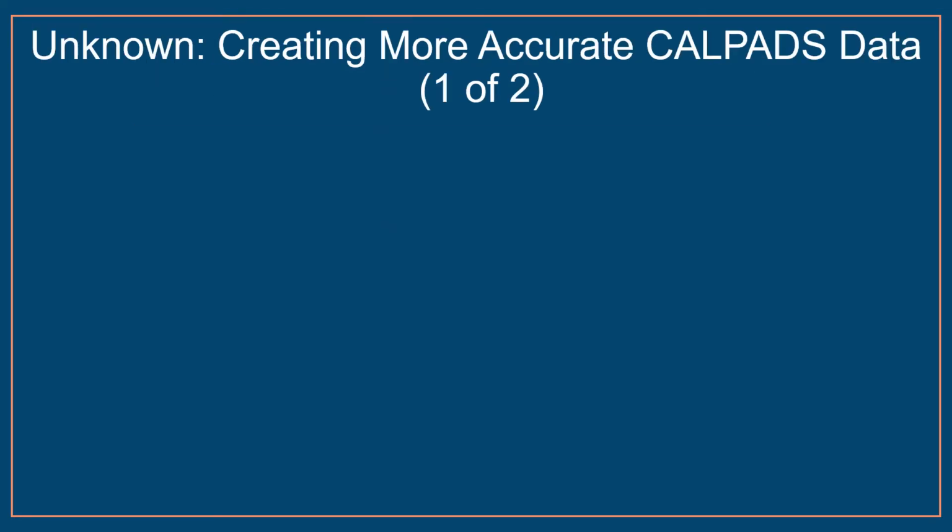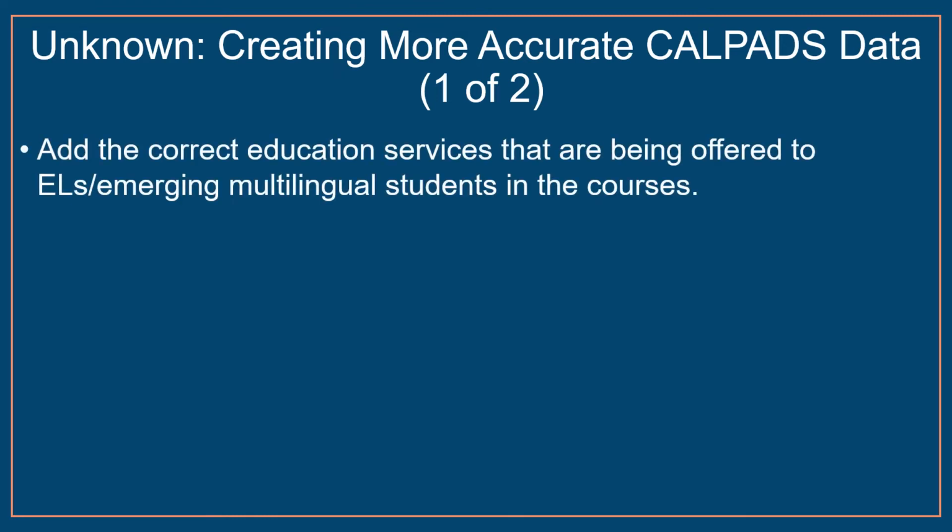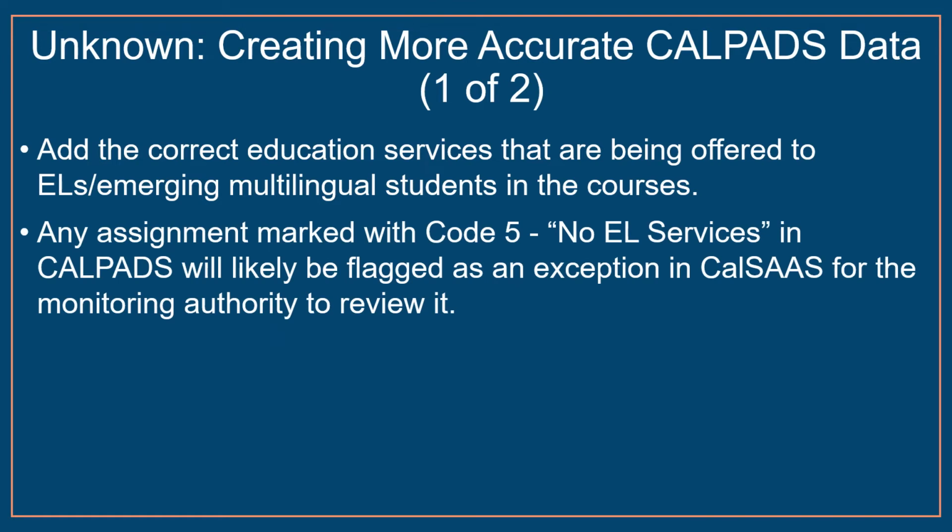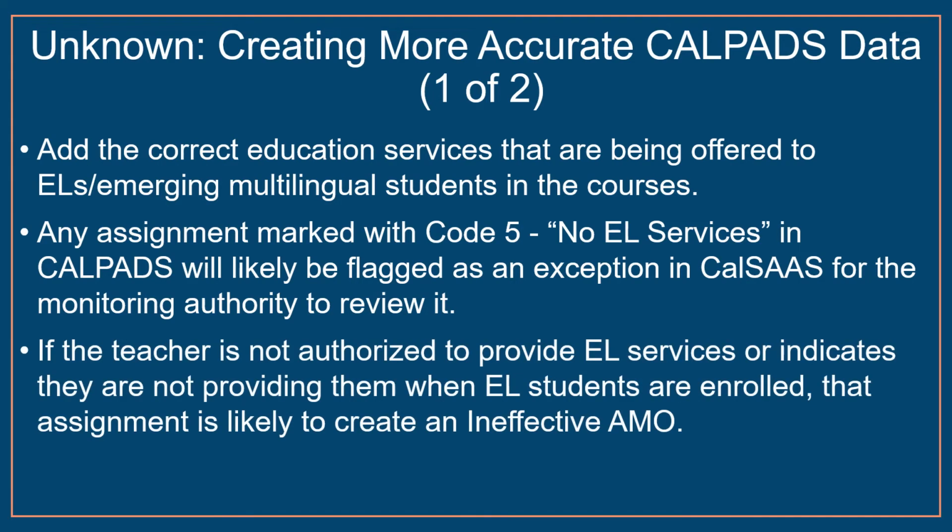To create more accurate CALPADS data in the category of unknown, add the correct education services that are being offered to ELs or emerging multilingual students in your courses. Any assignment marked with Code 5, No EL Services in CALPADS will likely be flagged as an exception in CalSAAS for the monitoring authority to review it. If the teacher is not authorized to provide EL services or indicates they are not providing them when EL students are enrolled, that assignment is likely to create an ineffective AMO.